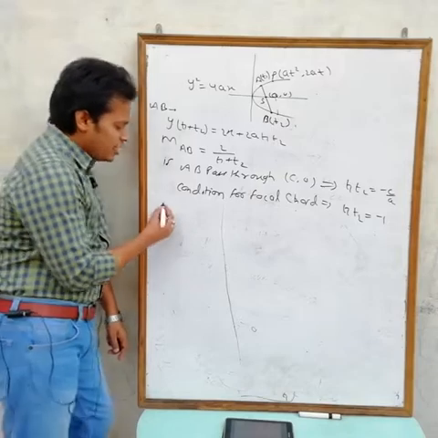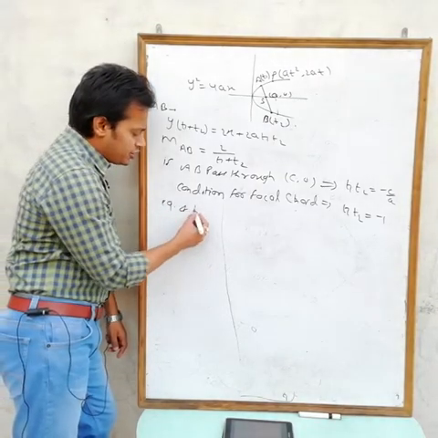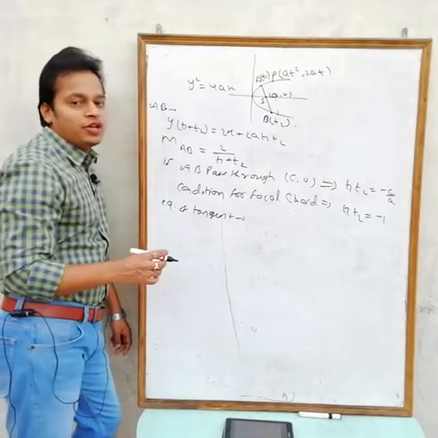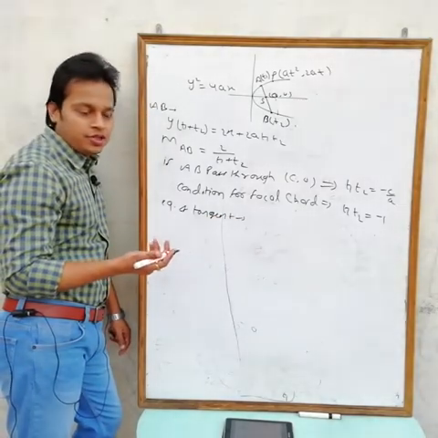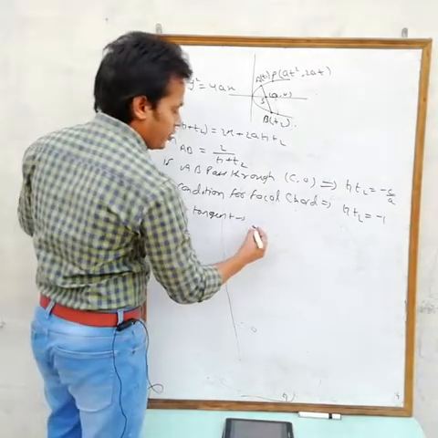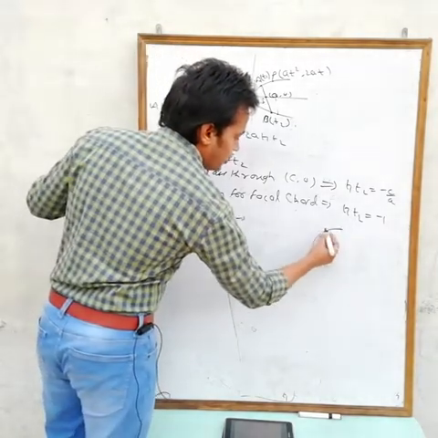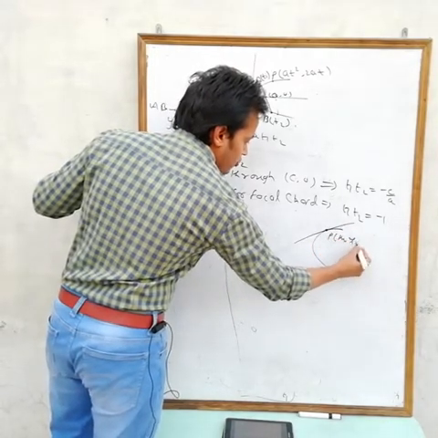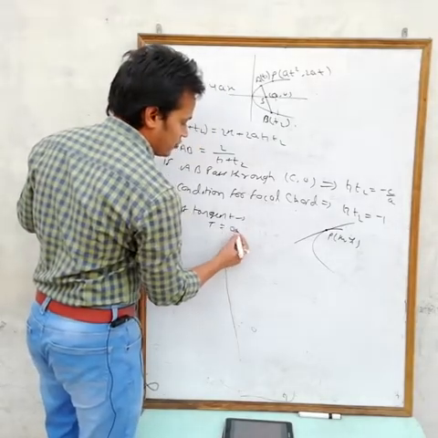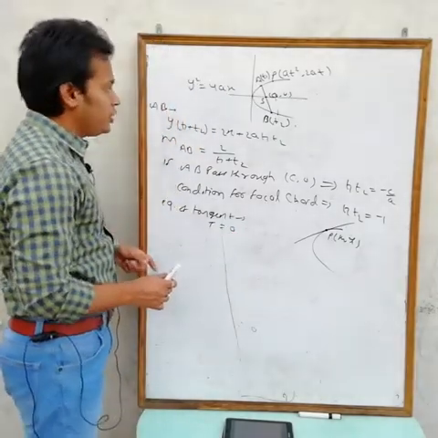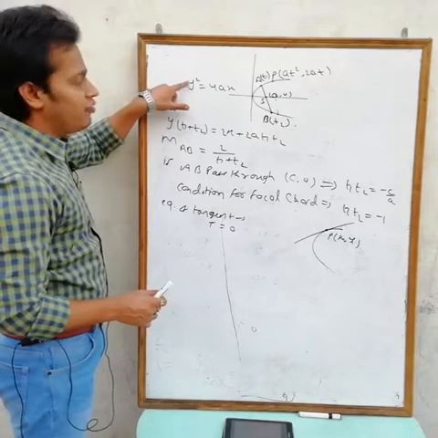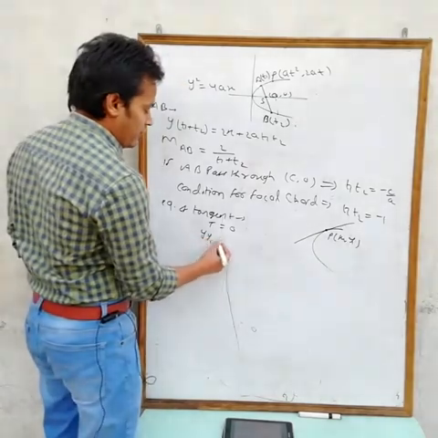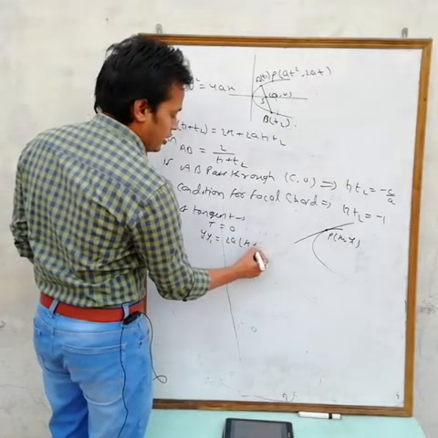After that, equation of tangent. We have three forms of equation of tangent. The first one is in Cartesian form. In Cartesian form, the equation of the tangent at any point P, x1 comma y1, is T equals to 0. How to get T? Replace y square with y y1 and x with x plus x1 by 2. Then you will get y y1 equals to 2a into x plus x1.